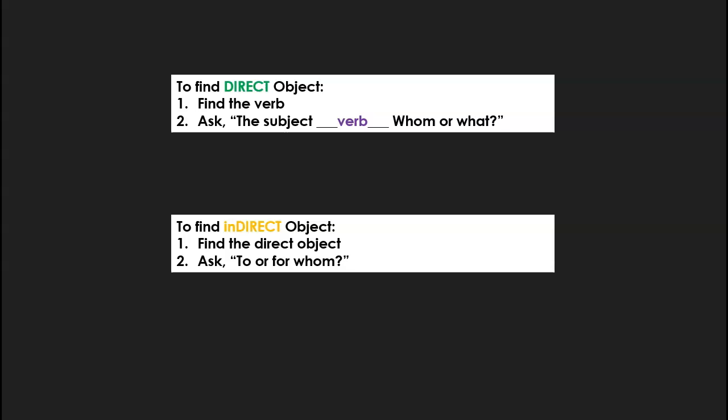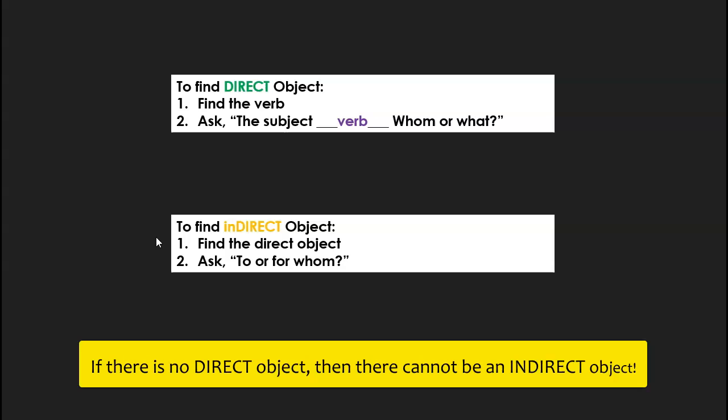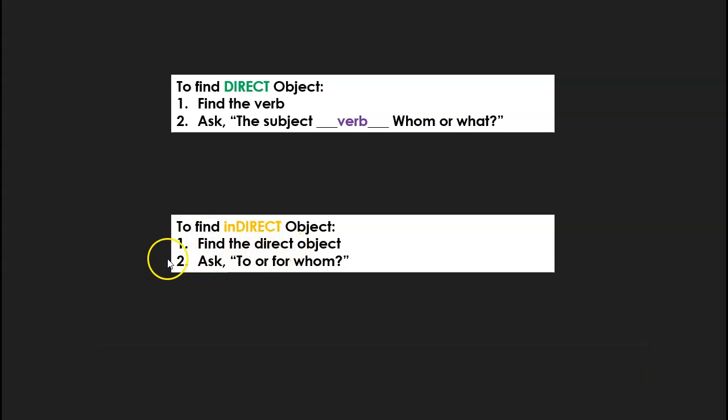So remember, to find the direct object, two things. First, find the verb, then ask yourself, the subject is verbing whom or what? Baking what? A pie. And to find the indirect object, you have to have a direct object. In fact, this is a pretty good rule to remember. There's no way that a sentence can have an indirect object if it does not have a direct object. So first you find the direct object and you ask yourself, for whom?